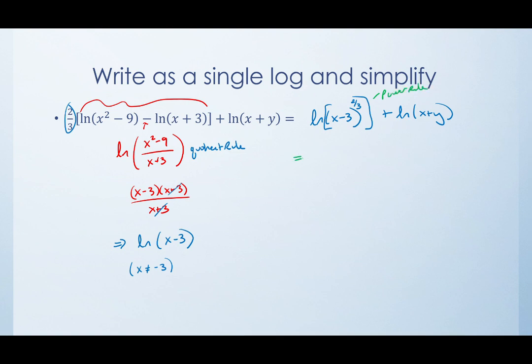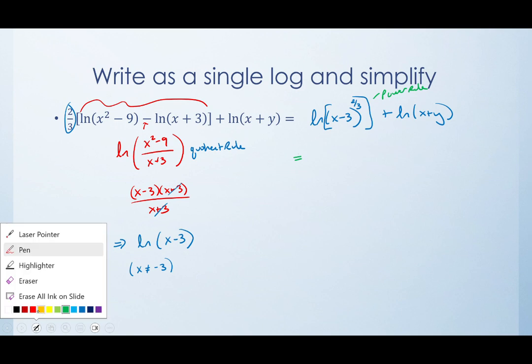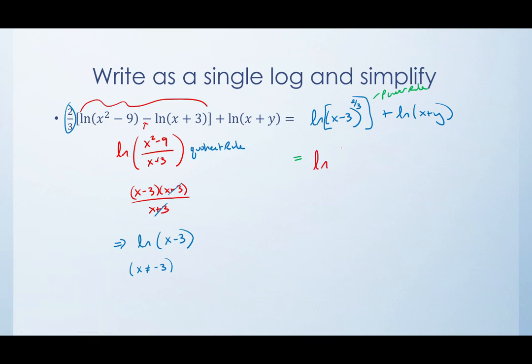Next we say, I've got a log plus a log, so we can combine them. So we'll have ln of x minus 3 to the 2/3 times x plus y. And we're going to have to leave it there. You cannot do anything across addition inside a log, nothing. So this is just the product rule, and we're done.